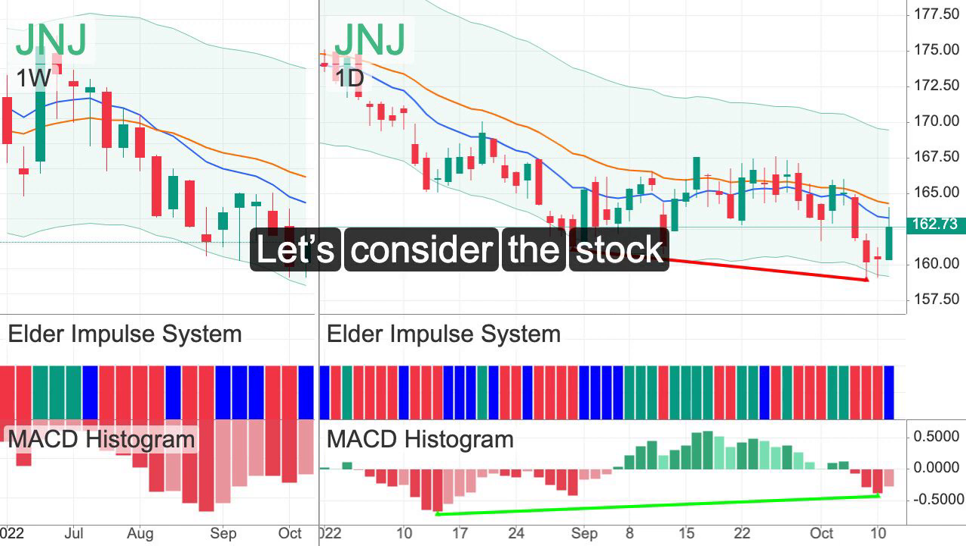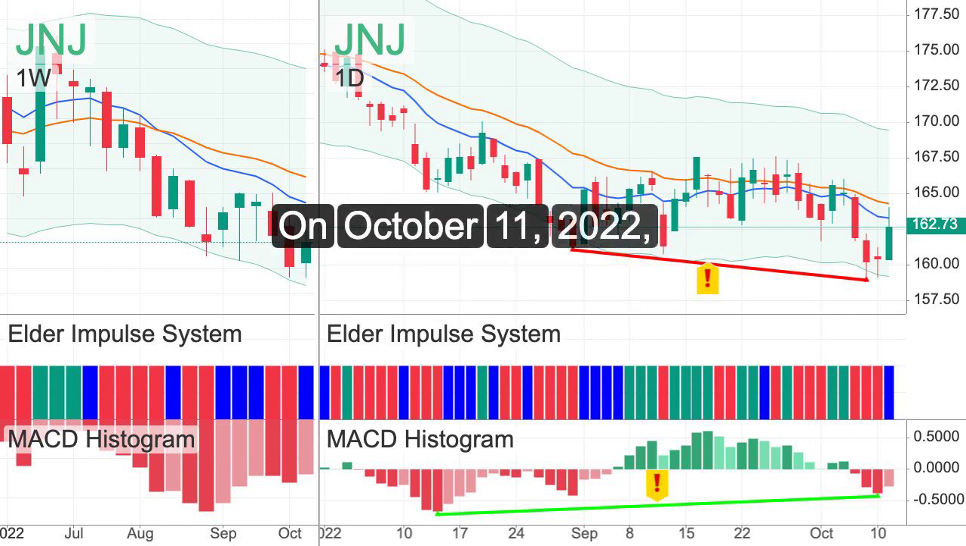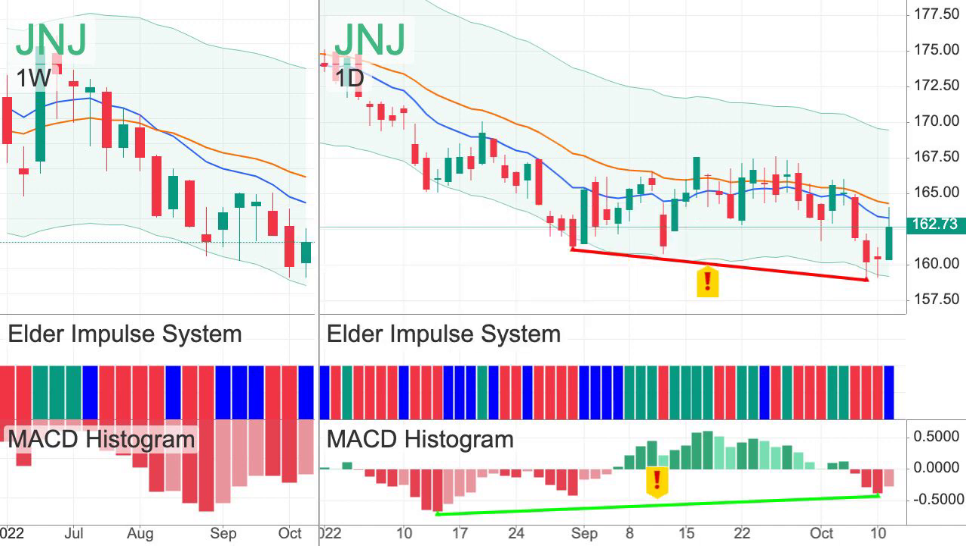Let's consider the stock of Johnson & Johnson. On October 11, 2022, a bull divergence formed in a downtrend. This is a strong buy signal. There is a first light bar on the histogram. Are you ready to submit a buy order?